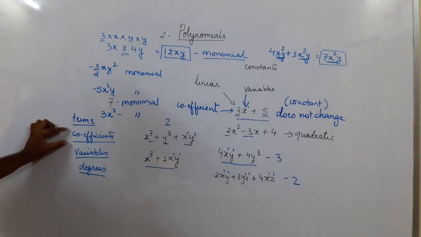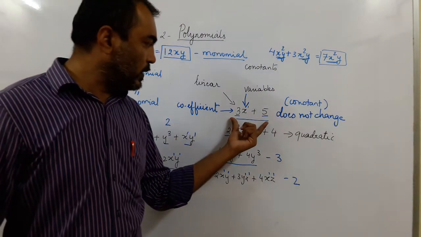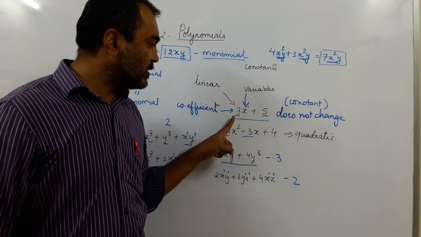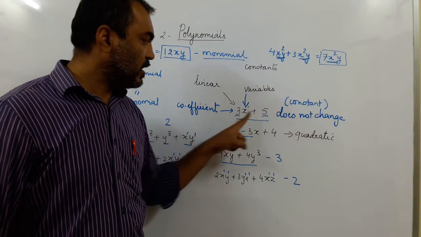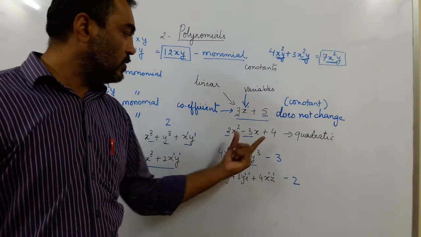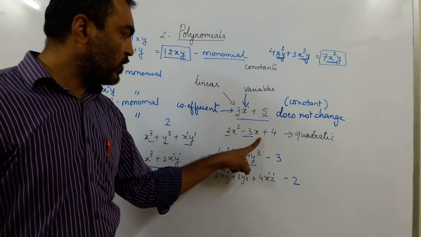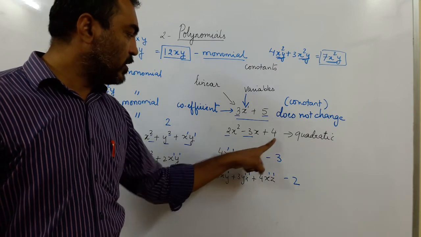Now we go to coefficients. What are coefficients? So I told you here, in this binomial, the coefficient of x is plus 3 and 5 is a constant term. In this trinomial, the coefficient of x square is 2, the coefficient of x is minus 3, 4 is a constant term.